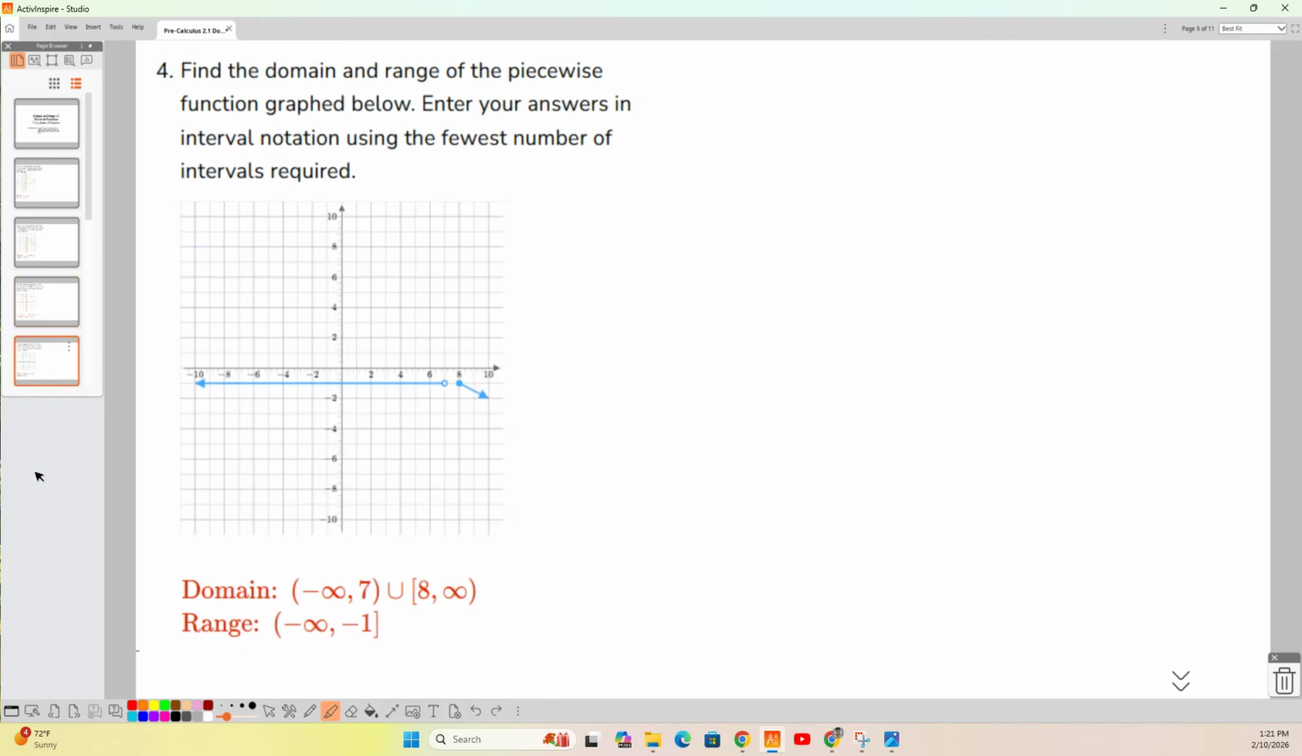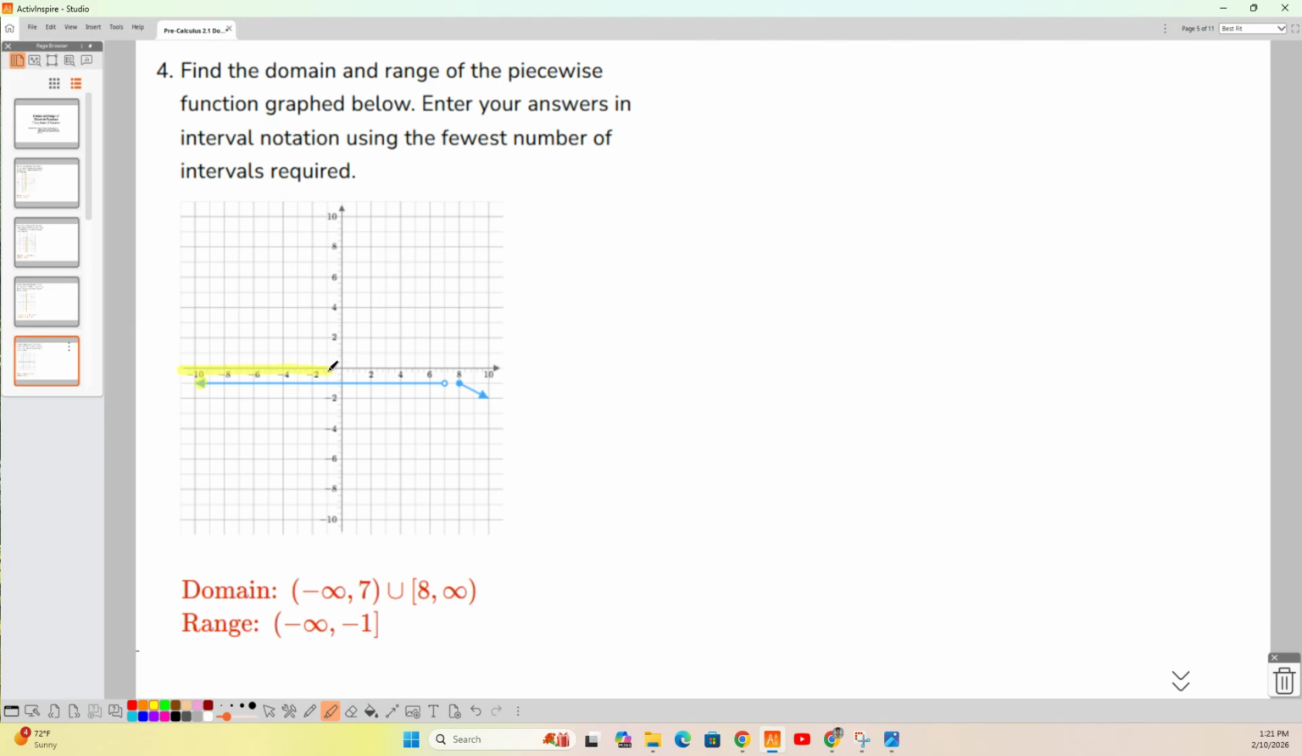Let's take a look at this one. For the domain, all the possible x values. We have this arrow pointing to the left, so we know that the graph is going to go to the left forever. So we are coming from negative infinity.